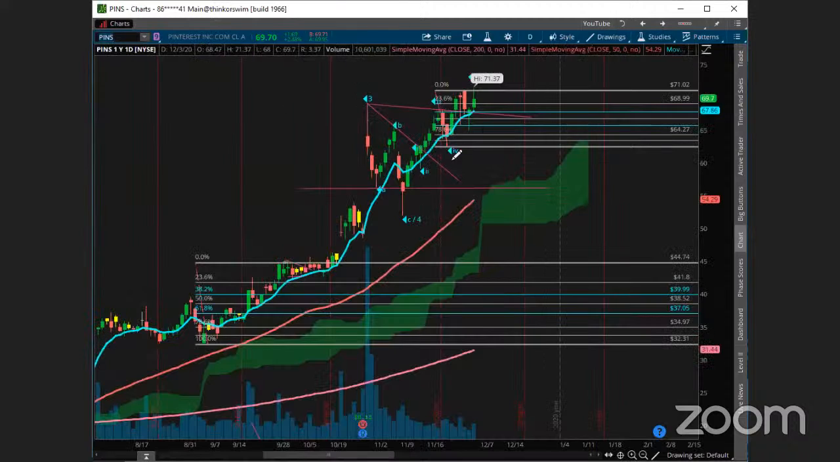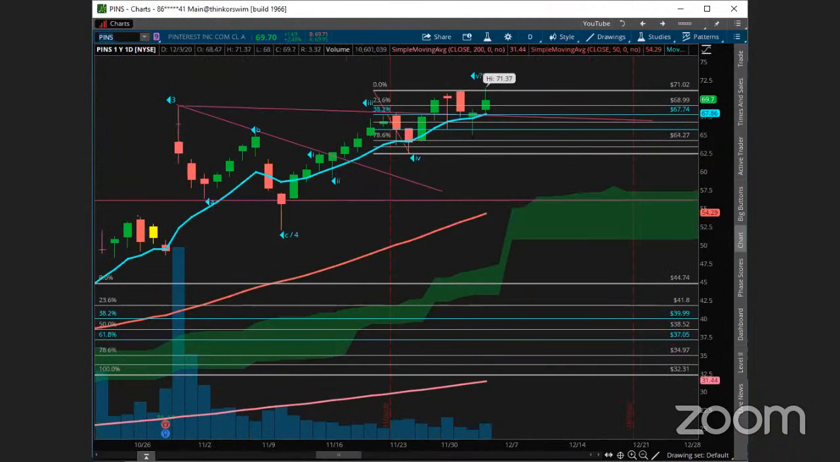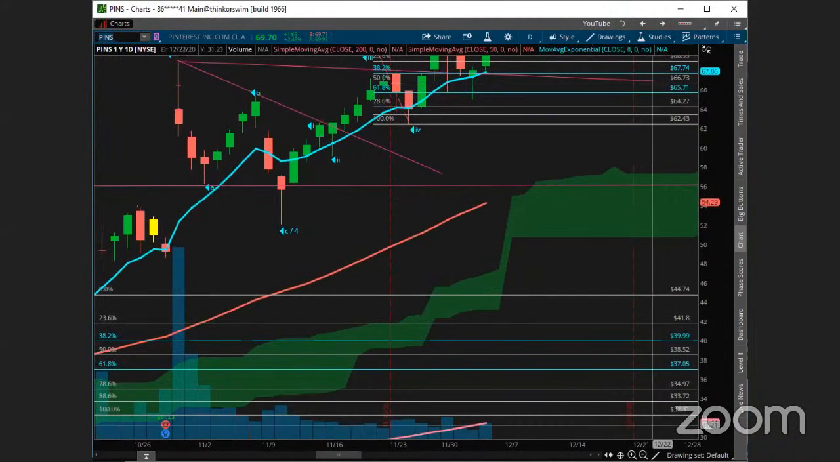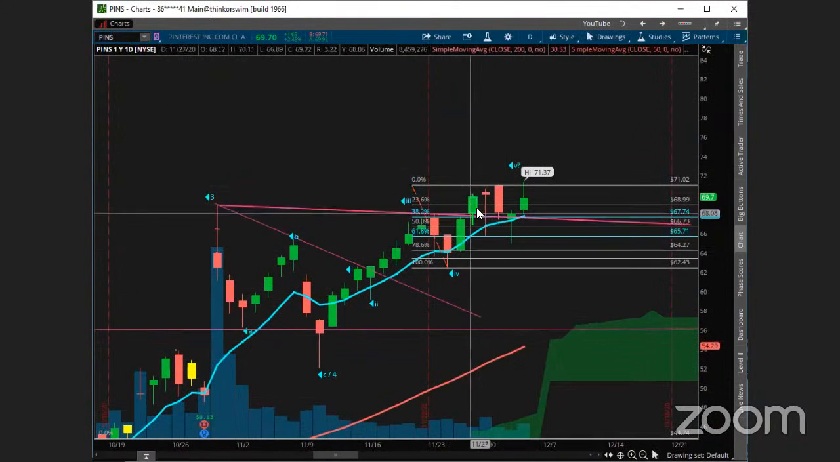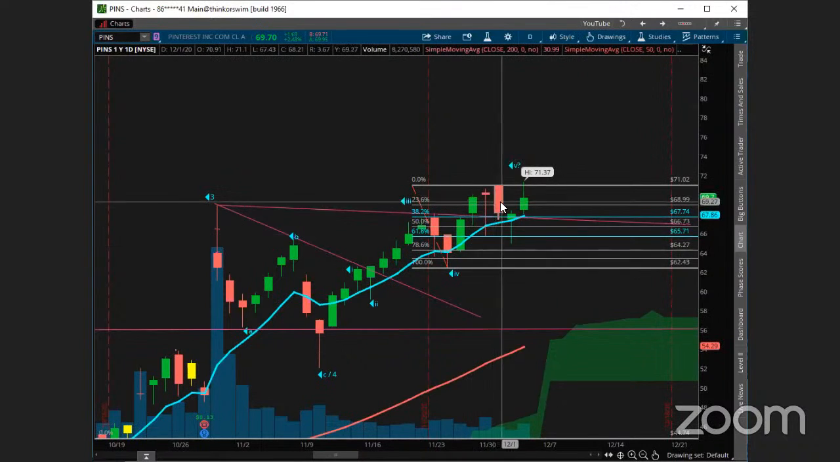So PINS is one that's definitely been on the radar. This is an example of a breakout and looking for the pullback, right? So PINS basically broke out of the geometric line here. Unfortunately, it was on low volume, right? And so it gave you a couple nasty days right there.